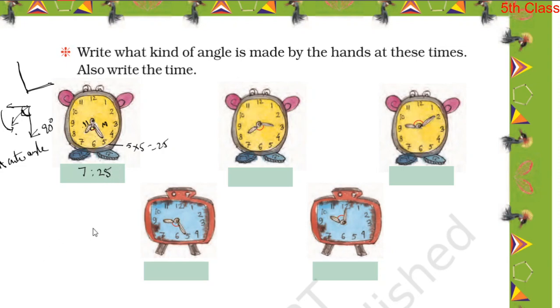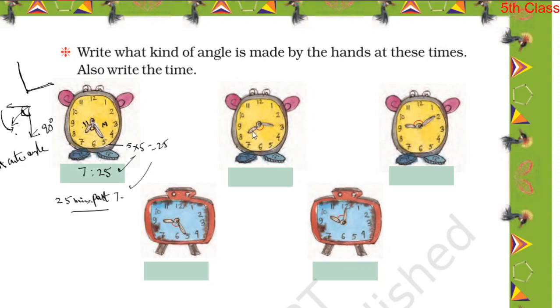So we can write the same thing as 7:25, or 25 minutes past 7. So we can write the time like this also. And we can read the time as 25 minutes past 7, and we can write it as 7:25. So like this. Now if you take the second figure.